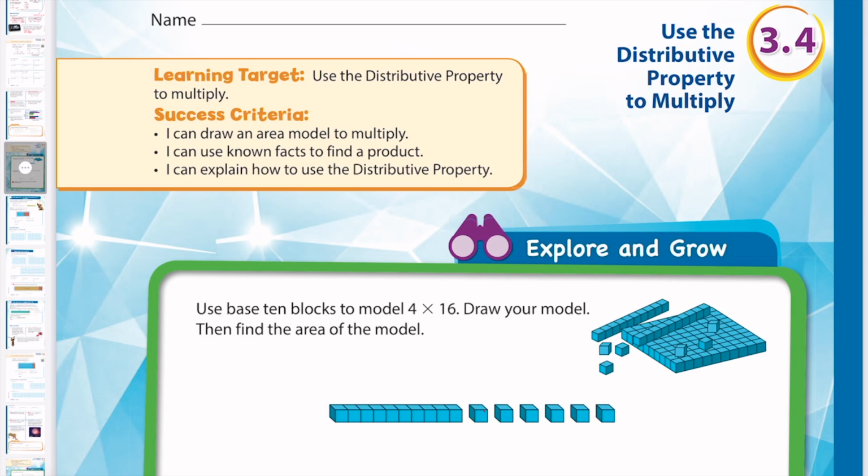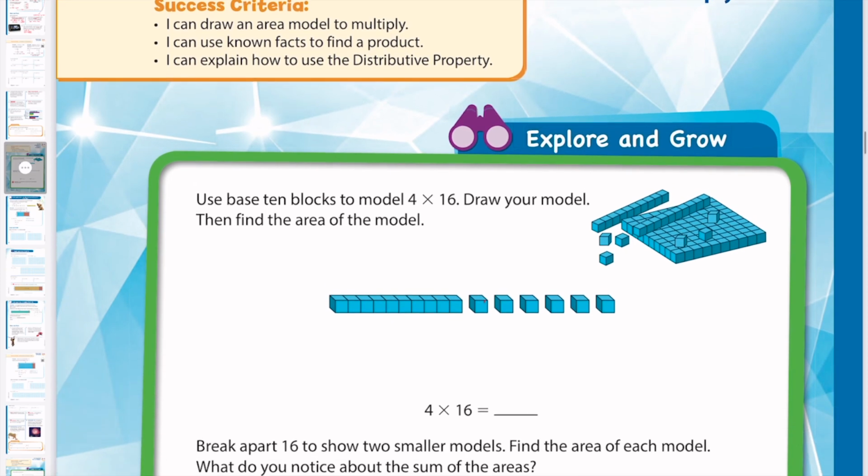This is lesson 3.4. Use the distributive property to multiply. Our target is to use the distributive property to multiply. All right, so you can use this criteria. Please read it: I can draw an area model to multiply, and I can use known facts to find the product, and I can explain how to use the distributive property.